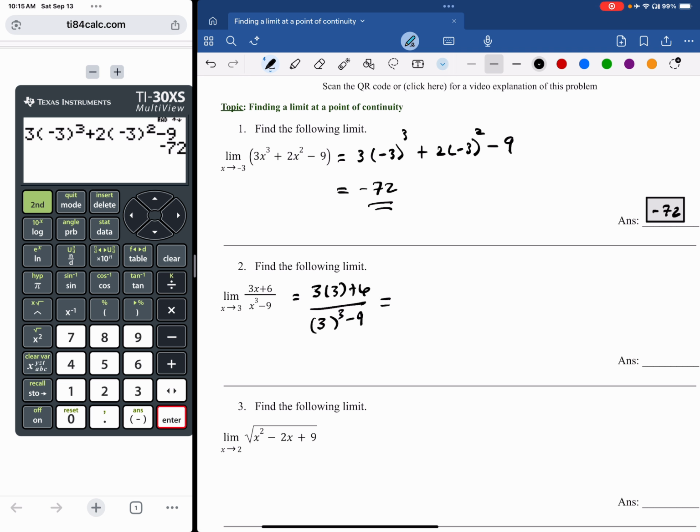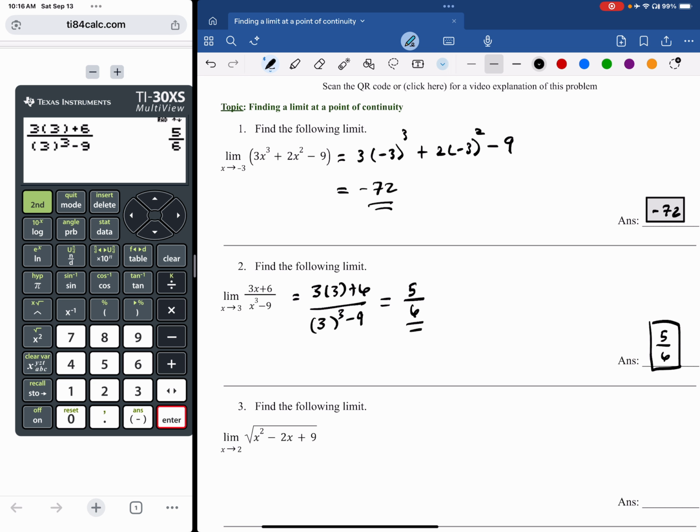I'm going to plug this into my calculator as well. Let me clear that out. I'm going to hit the fraction button. 3 times 3 plus 6. And then in the denominator, I'm going to do 3 cubed, get out of the exponent, minus 9. Hit enter. And my calculator simplifies the fraction for me. I'm getting a value of 5/6.